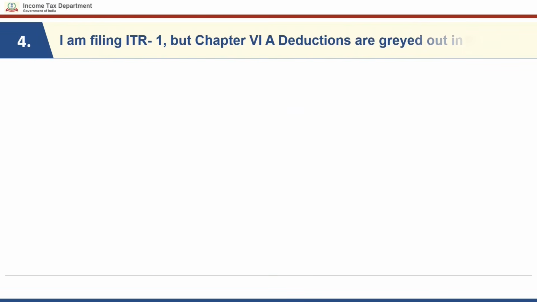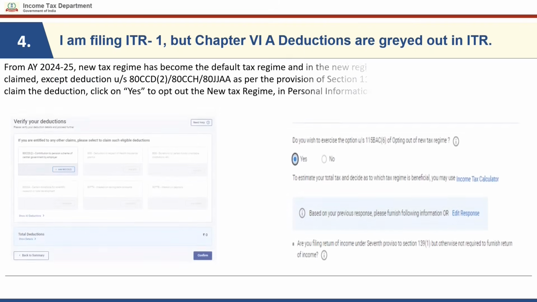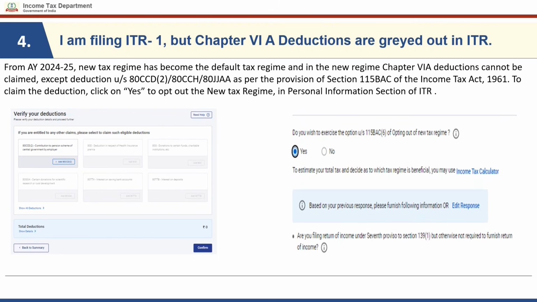Some taxpayers are reporting that while filing ITR 1, Chapter 6A deduction is grayed out. Please note, from assessment year 24-25, new tax regime is the default tax regime. And in the new tax regime, Chapter 6A deductions cannot be claimed except deduction under Section 80CCD2, 80CCH and 80JJAA as per the provisions of Section 115 BAC of the Income Tax Act.